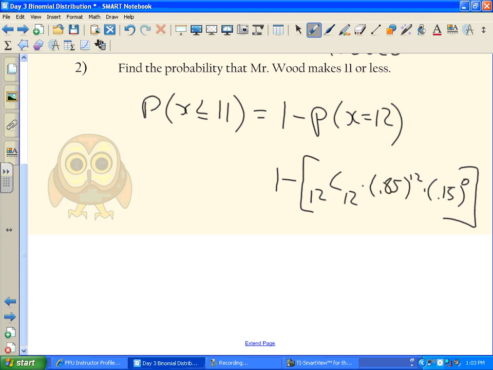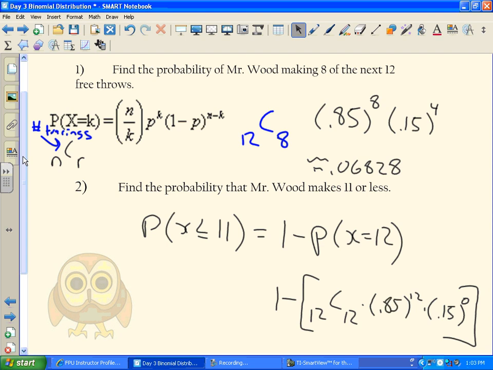But I want to show you guys how that formula right here, the probability that x equals k, n choose k, p to the k, 1 minus p to the n minus k, is what I'm doing right now. Let me show you how that formula relates to this.